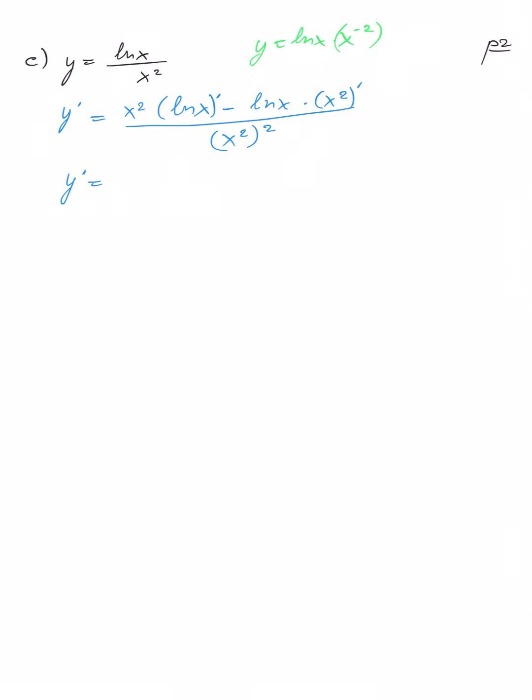Okay, and here we go. So we have x squared times ln of x, whose derivative is 1 over x, then minus ln of x, and the derivative of x squared is 2x.